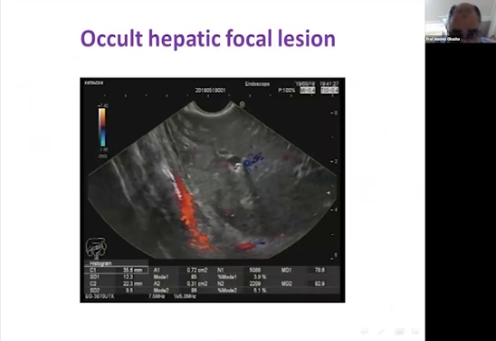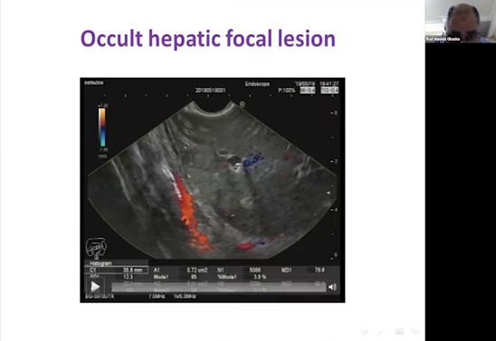staging or sampling of different intra-abdominal malignancies, like pancreatic malignancy, GI malignancy, esophageal, gastric, duodenal, and even lung malignancy, and during examination of the liver as a routine of EUS examination, I frequently found a small hepatic focal lesion not seen by previous CT or MRI imaging, even a few days after EUS examination.